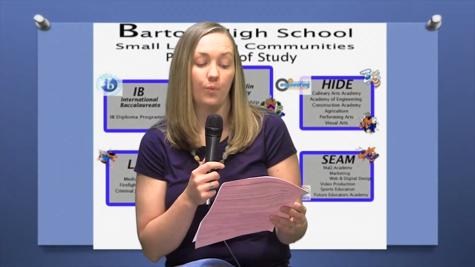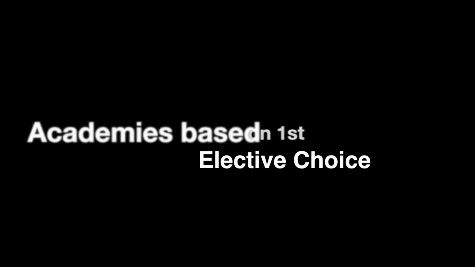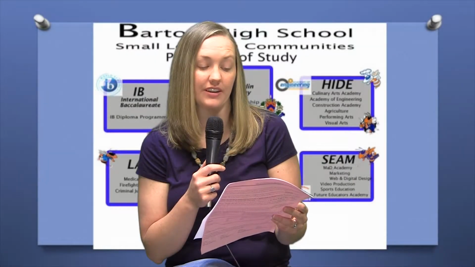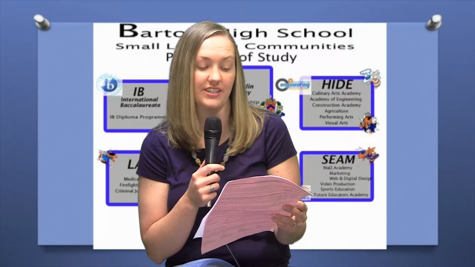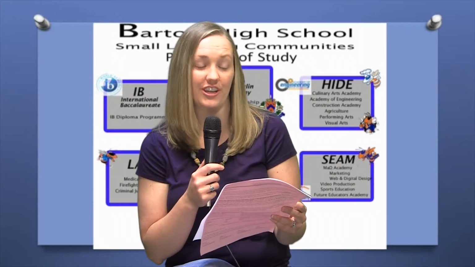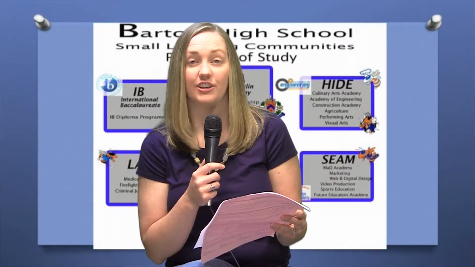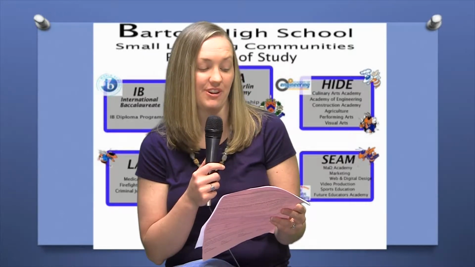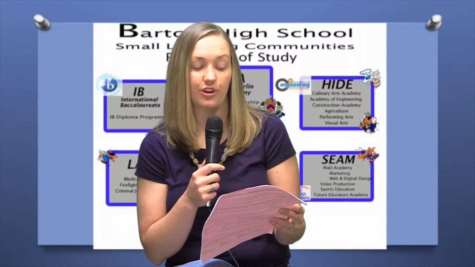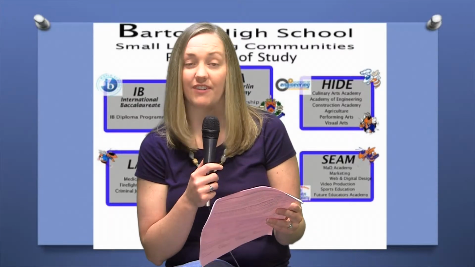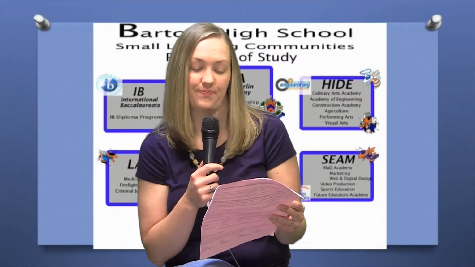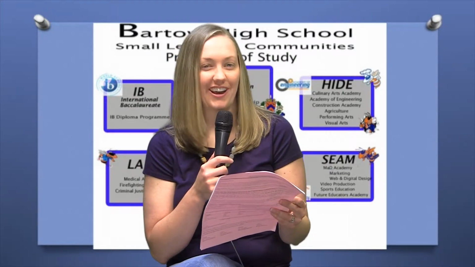How do you get placed in these academies, you ask? We place you upon your first elective choice. So if you chose on your elective sheet Culinary 1 as your first choice, you will be placed in the HIDE learning community. If you chose TV Production as your number one choice, then you will be placed in the STEAM learning community. How do I know which learning community I am in if I have an elective from each group? So glad you asked.